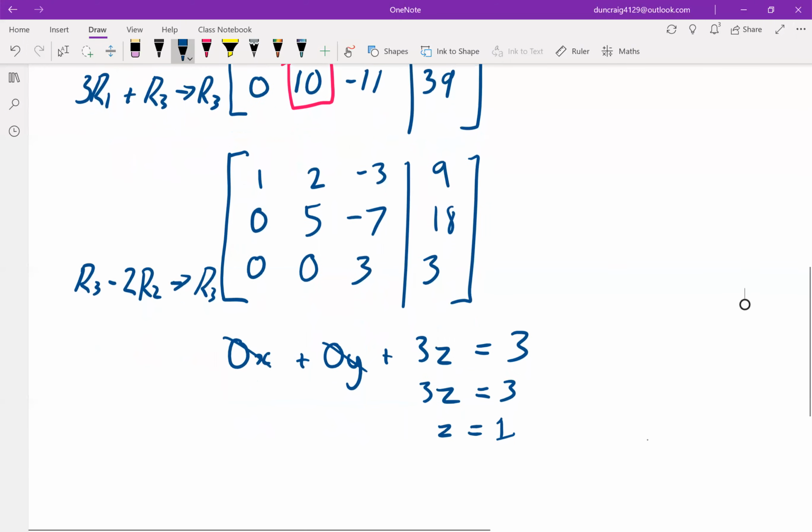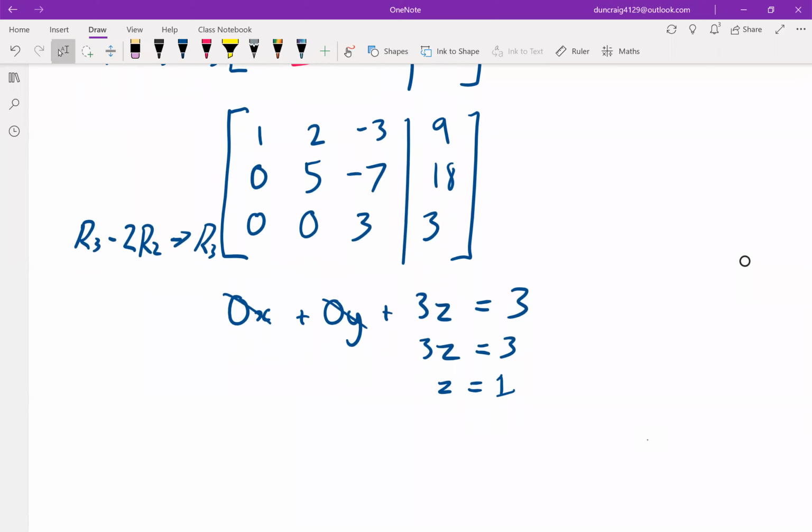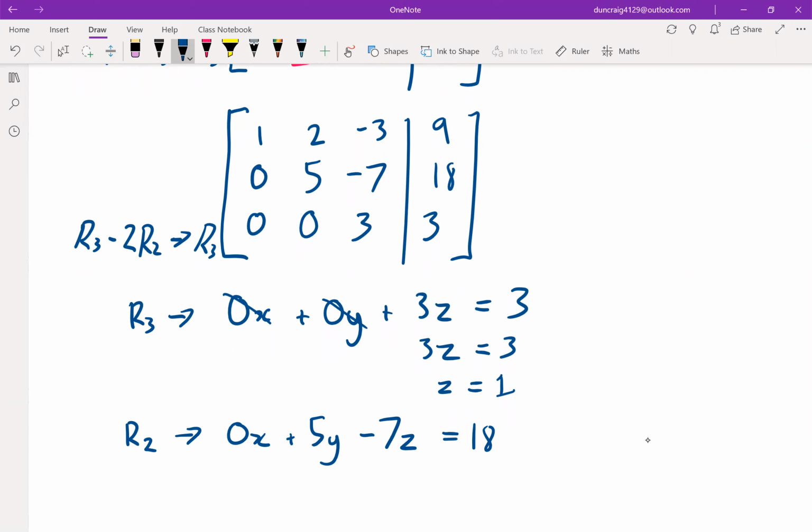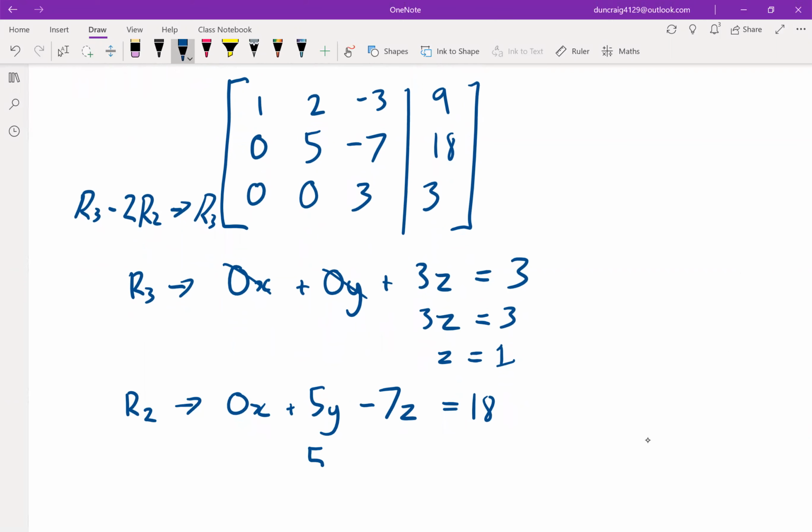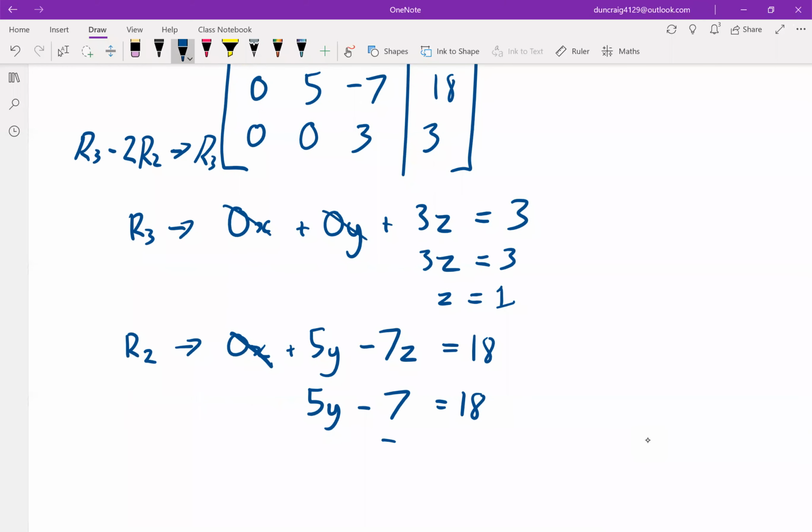Okay. I can now sub that value into my second equation, into row 2. Now if I have a look at R2, what have we got? We've got 0x plus 5y take 7z is equal to 18, but I know z is equal to 1. So then I can just say, well, 5y take 7 is equal to 18. So that means 5y is equal to 25, or y is equal to 5.